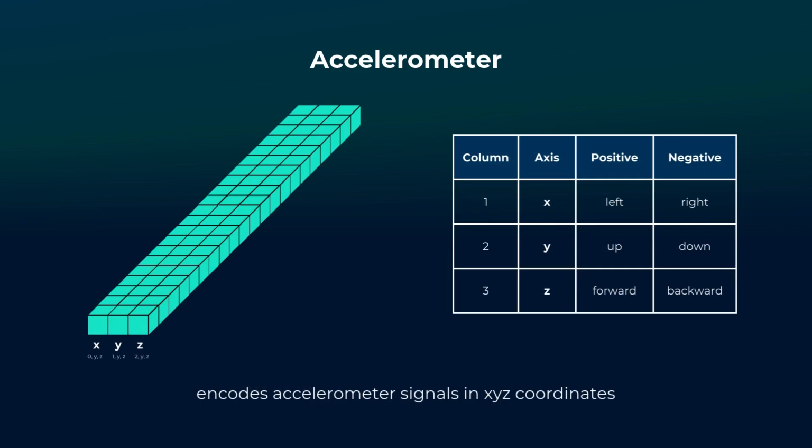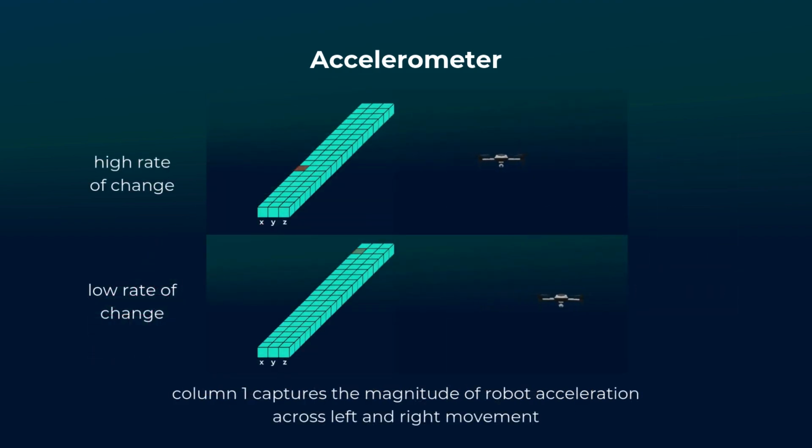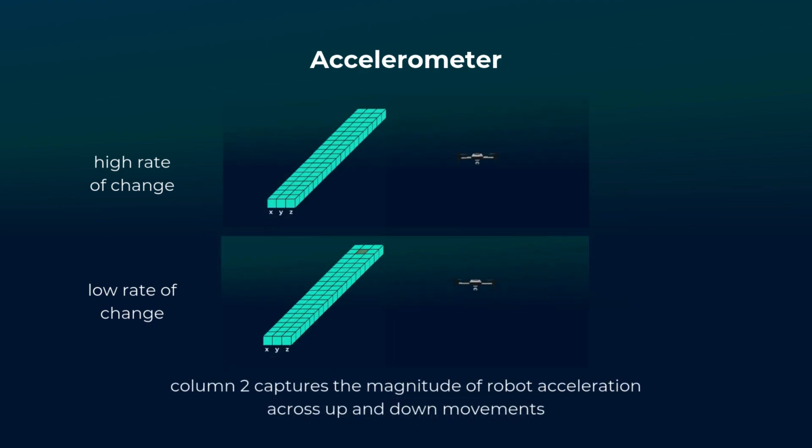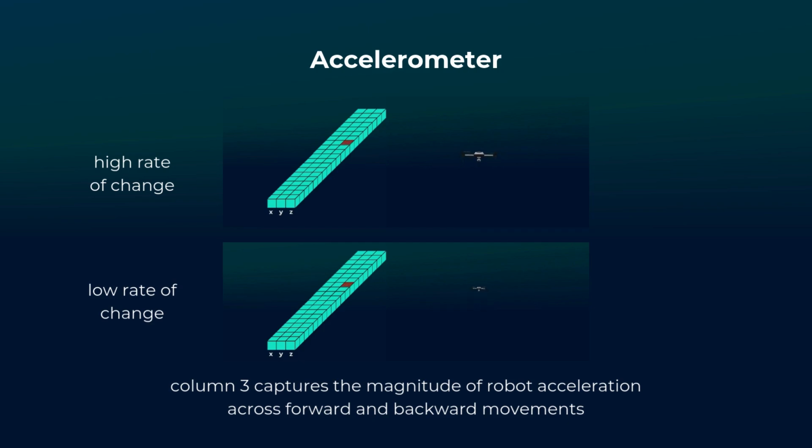Each column in the accelerometer acts as X, Y, and Z axis indicators. Together, they work to encode the accelerometer signals in their respective X, Y, Z coordinate. For the first column, the negative and positive values capture the magnitude of the robot acceleration across left and right movements. Negative 10% and positive 10% indicate slower movements, while 100% and negative 100% indicate a greater rate of change. Likewise, column 2 captures the magnitude of robot acceleration across up and down movements. And column 3 captures the acceleration across forward and backward movements.